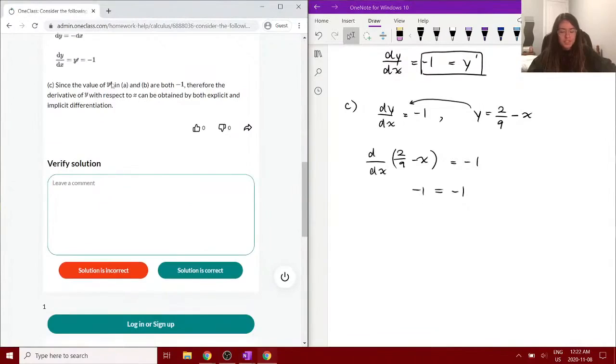It just states here in C that since they both give the same answer of minus 1, therefore the derivative with respect to x can be obtained by both explicit and implicit differentiation. So just confirming what we said before. So good work. That's correct.